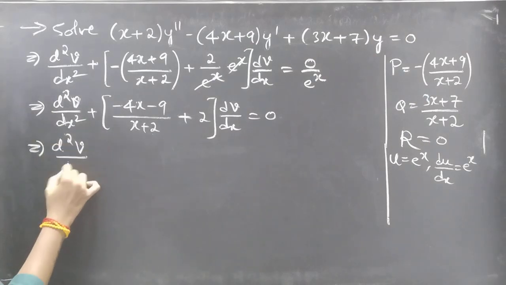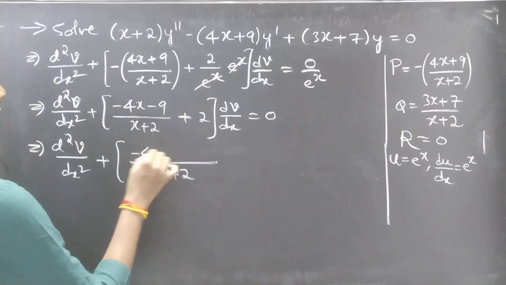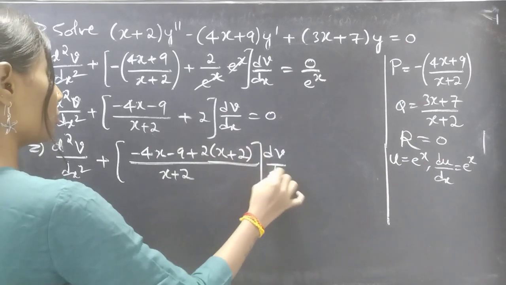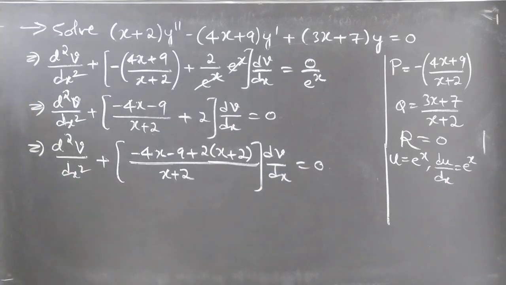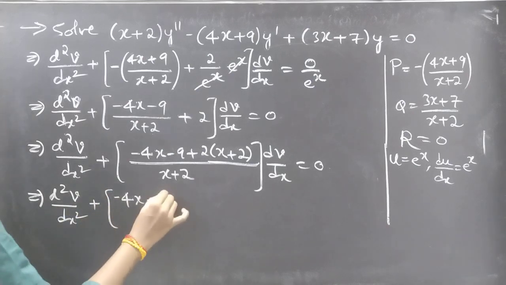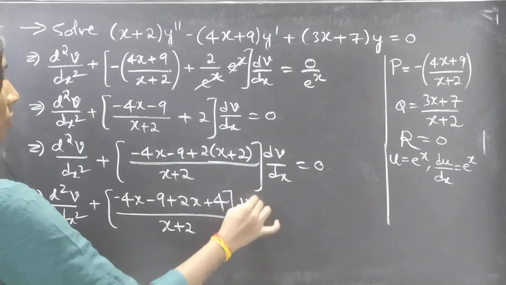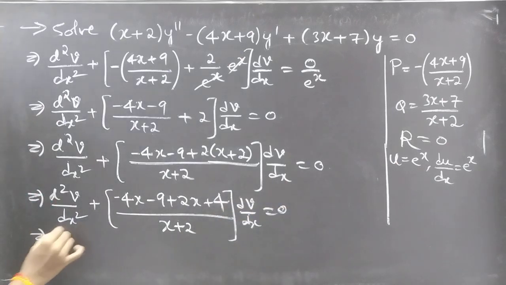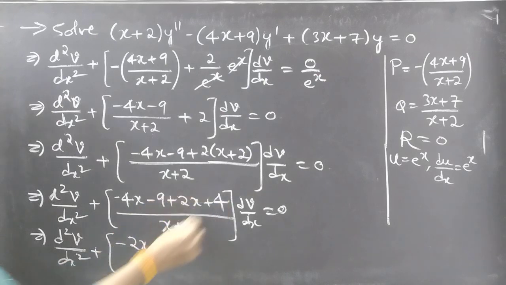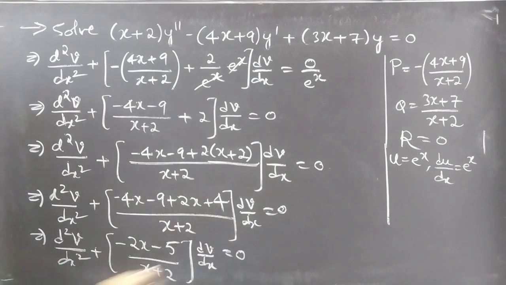The above equation becomes d²v/dx² plus, now take the LCM of the two terms, we'll get x plus 2 as our LCM, and in the numerator we'll get minus 4x minus 9 plus 2 times (x plus 2) into dv/dx equal to 0, right? From this we'll get d²v/dx² plus (minus 4x minus 9 plus 2x plus 2 twos are 4) by (x plus 2) into dv/dx equal to 0. Then d²v/dx² plus (minus 4x plus 2x is minus 2x, minus 9 plus 4 is minus 5) by (x plus 2) into dv/dx equal to 0.